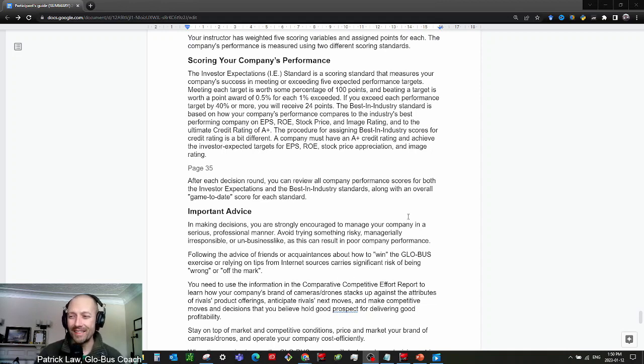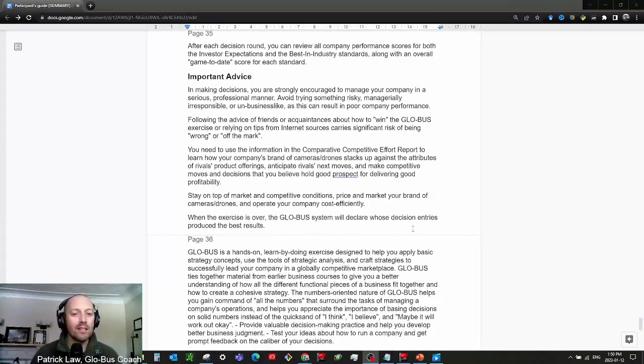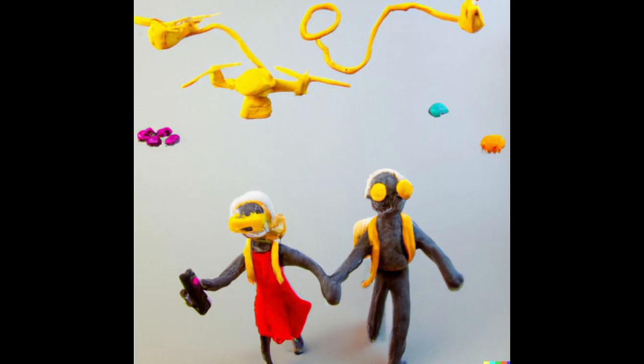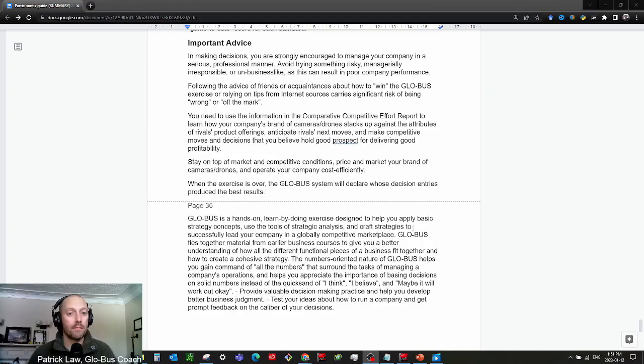Important advice. In making decisions, you are strongly encouraged to manage your company in a serious professional manner. Avoid trying something risky, managerially irresponsible, or unbusinesslike, as this can result in poor company performance. Following the advice of friends or acquaintances about how to win the Glo-Bus exercise, or relying on tips from internet sources carries significant risk of being wrong or off the mark.